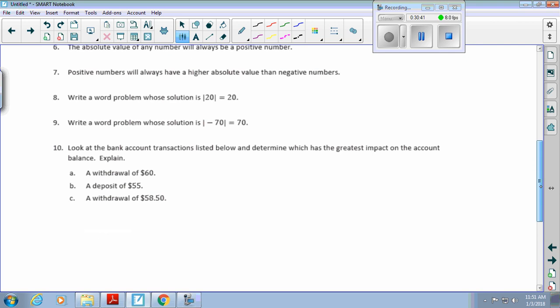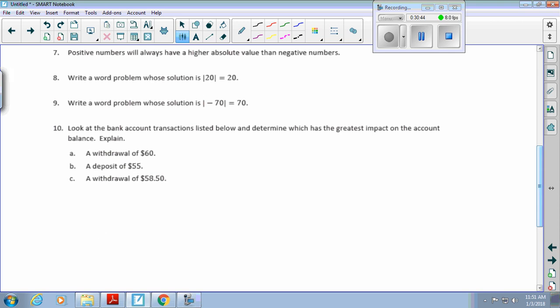And then for the last question, you have to determine which has the greatest impact on the account balance. So if you withdraw $60, you have a withdrawal of $60, what would that be represented as? Negative, right? So negative 60. What is the impact of that on the account? That changes your account how much? $60, right? The next one, it says a deposit. Remember, deposit is positive. That's positive or negative? Positive, yep.